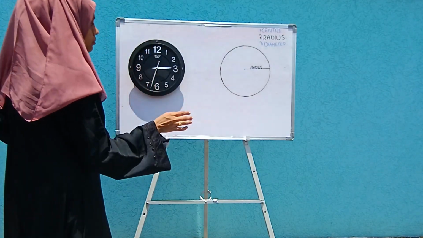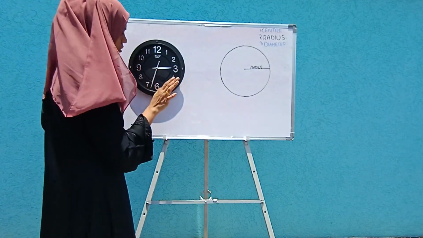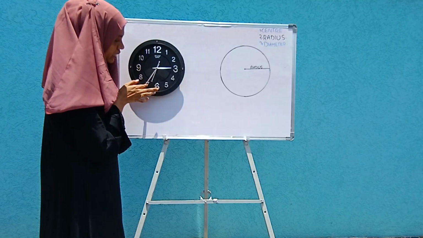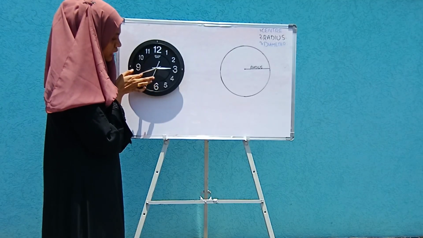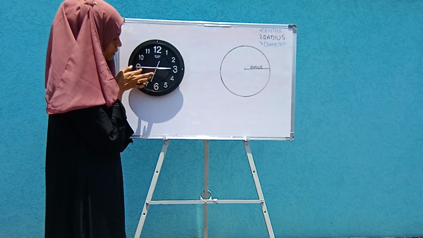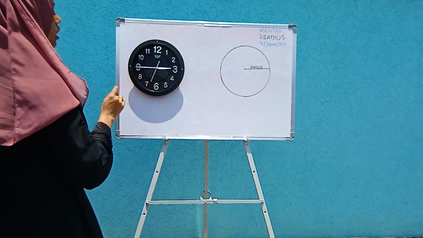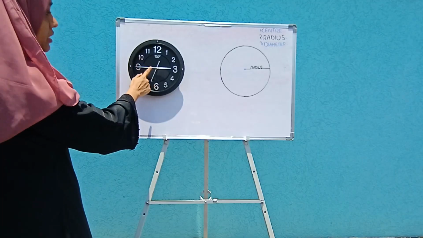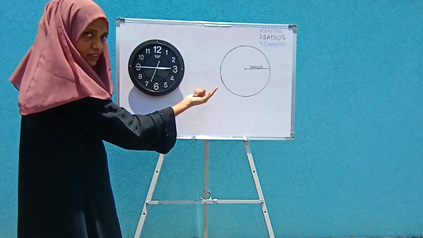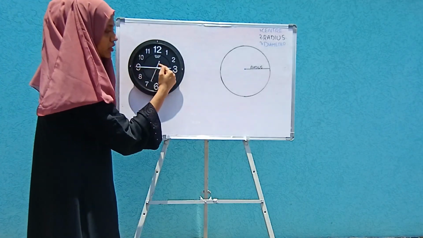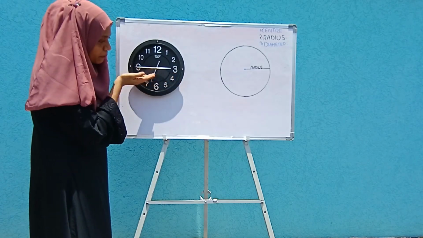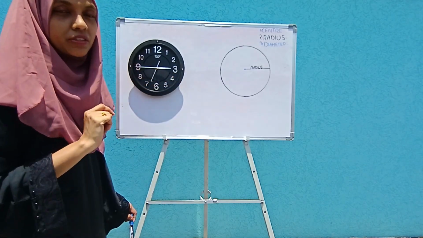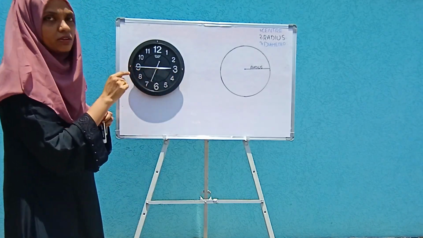Now let's observe here, students. If I take the minute hand and place it like this, pointing towards 9 from the center, and the other line pointing from the center towards 3, this complete line is called the diameter. So what do we call it? The complete line is called the diameter.